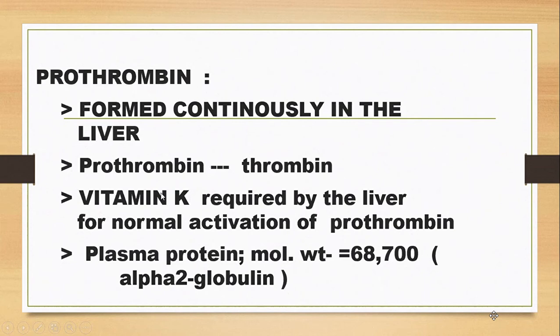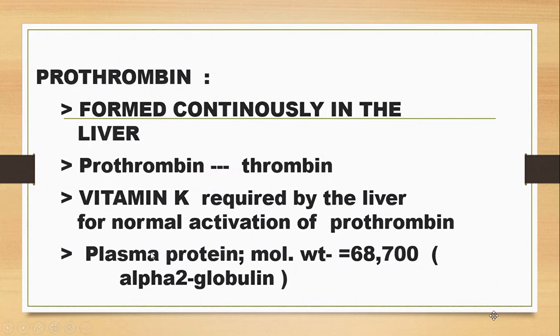So if you are nurses assigned at the OB delivery room, when the baby or neonate is delivered, you give vitamin K shots, a vitamin K injection, because this will help in the prevention of bleeding. So vitamin K is needed by the liver for normal activation of prothrombin.